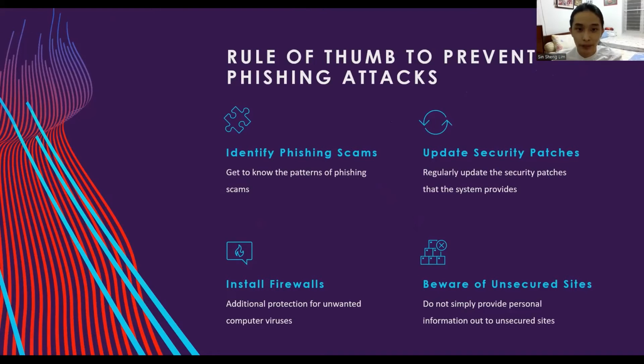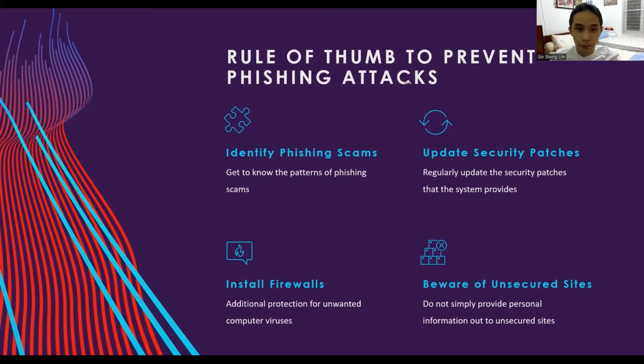Moving forward to the rules of thumb to prevent phishing attacks. Firstly, identifying phishing scams. There are many sites online that will keep you informed of the latest phishing attacks and their key identifiers. The earlier you find out about the latest attack methods through regular security awareness, the more likely you are to avoid a potential attack. Second, installing firewalls. Firewalls are an effective way to prevent external attacks, acting as a shield between your computer and an attacker. It strengthens your security and reduces chances of a hacker infiltrating your device.